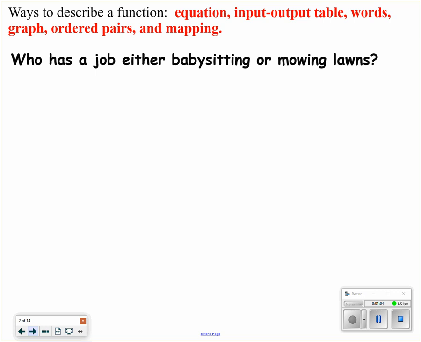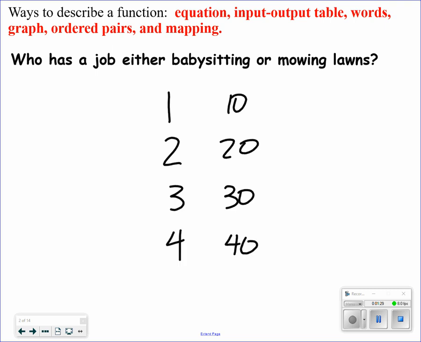Anytime you're talking about a function, there's lots of different ways to do it. An equation, input, output, words, graphs, ordered pairs, mapping. So who has a job of babysitting and mowing grass? Let's say you get $10 for mowing grass. If you mow one lawn, you're going to get 10 bucks. You mow two lawns, you're going to get 20. You mow three lawns, you're going to get 30. And again, that is a function. Every time you mow some grass, you'll get paid more money.